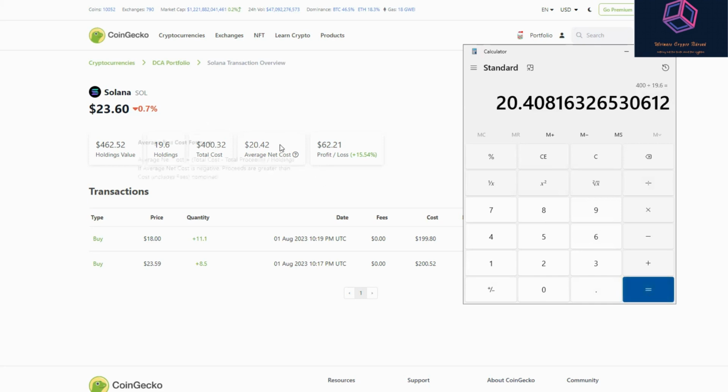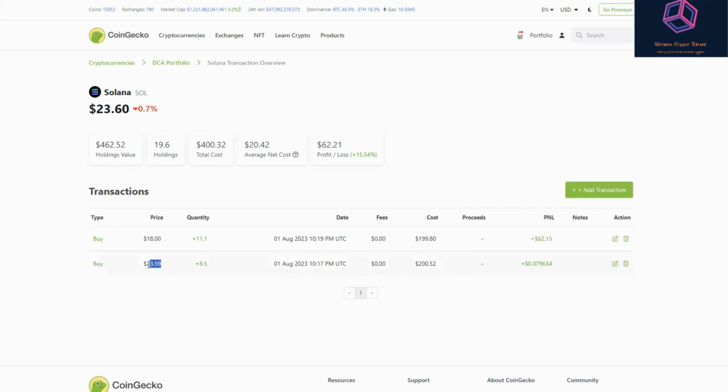That's the average cost, net cost it's showing you here, right? So we spent $400 for 19.6 Solanas. That's the average cost price. Now, remember we started with 23.59. Then we got Solana at $18, right? But the way I do my dollar cost averaging is that if a particular asset drops 25% from the price that I bought, then I do a dollar cost averaging.